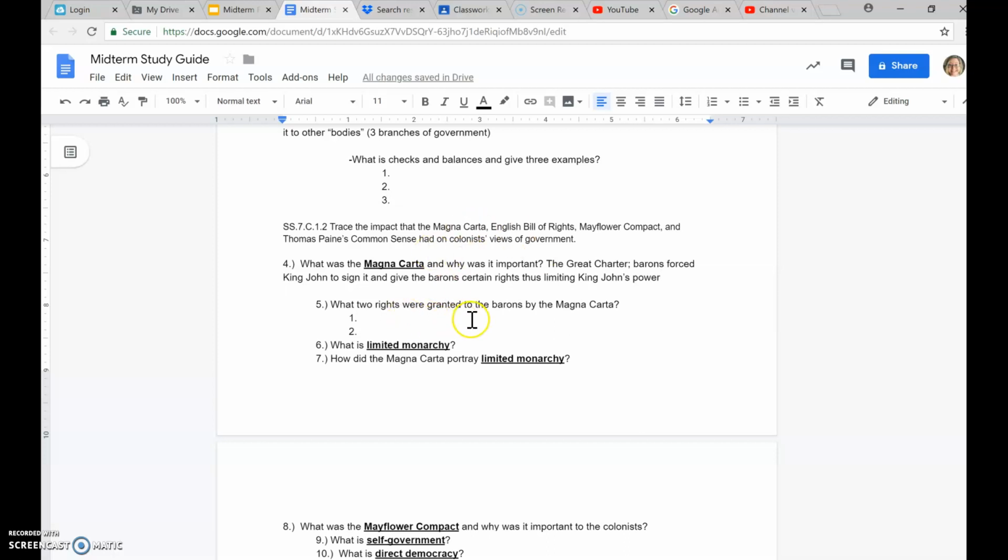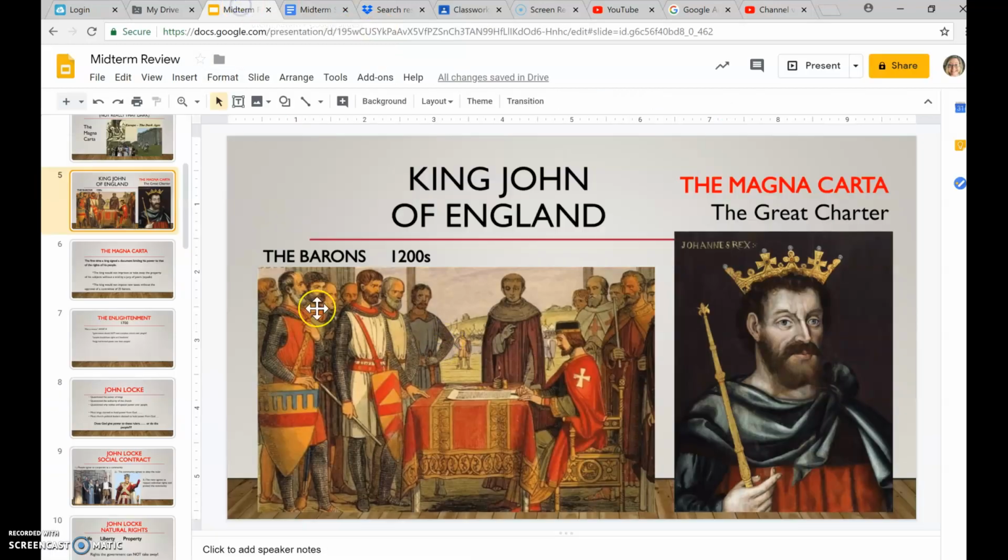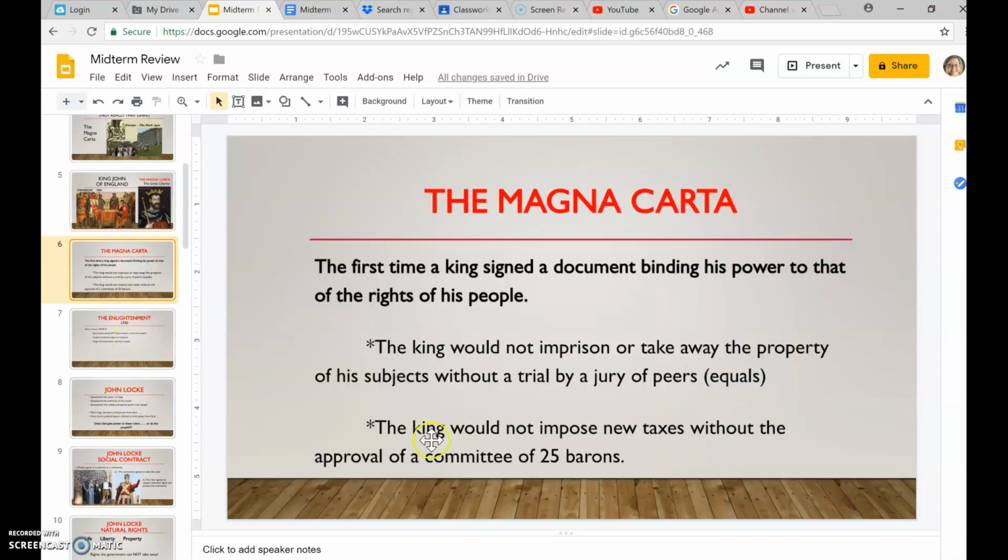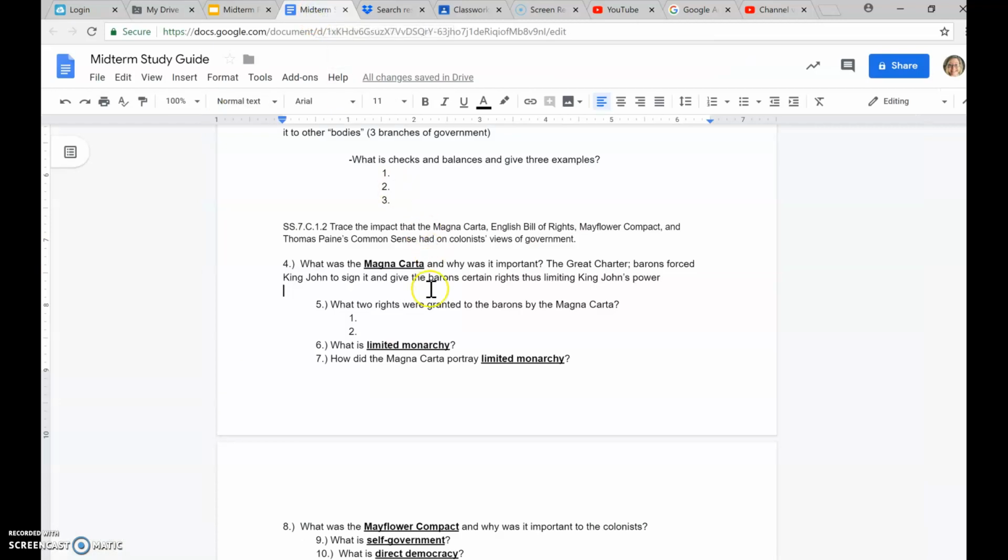And then what 2 rights were granted to the barons by the Magna Carta? Do you remember? Right there, 2 of them. Pause the video if you need to.